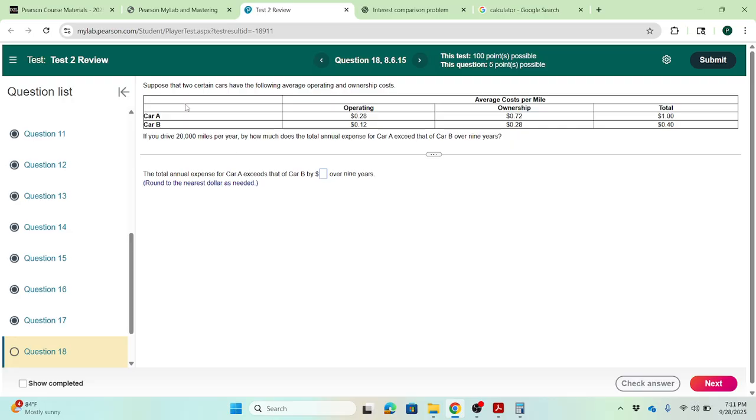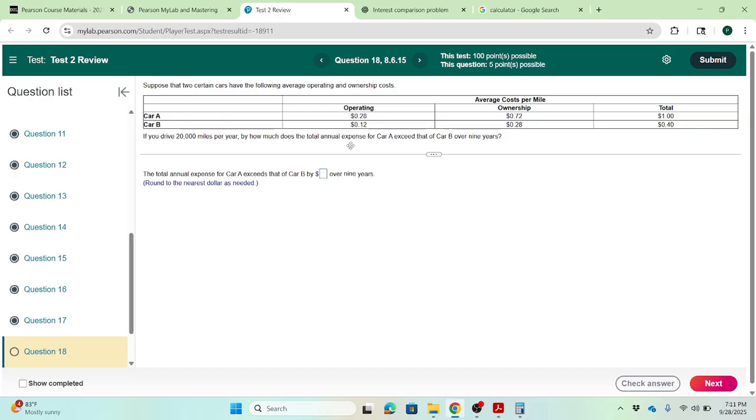Okay, suppose that two certain cars have the following average operating and ownership cost. Car A, operating cost is 0.28 average cost per mile, ownership 0.72, total 1 buck. Car B, total 0.40 cents. If you drive 20,000 miles per year, by how much does the total annual expense for car A exceed that of car B over 9 years?